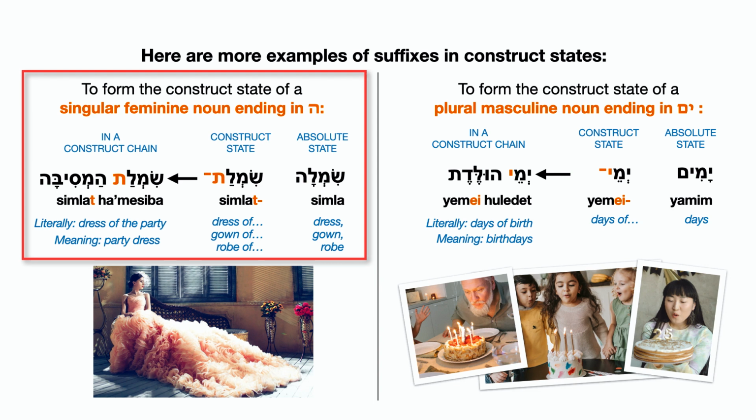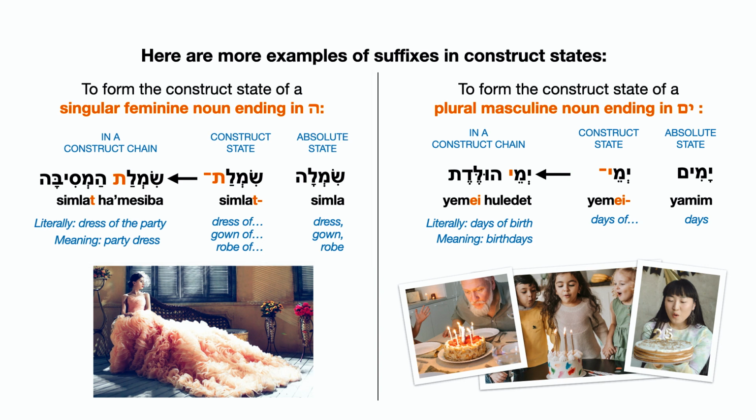So simlat means dress off, and hamesiba, ha means the, mesiba means party. So that's simlat, dress off, hamesiba, the party. Dress of the party, simlat hamesiba. That's how we say party dress or evening gown, party gown. Simlat hamesiba. So we have yemei huledet, birthdays, and simlat hamesiba, party dress.